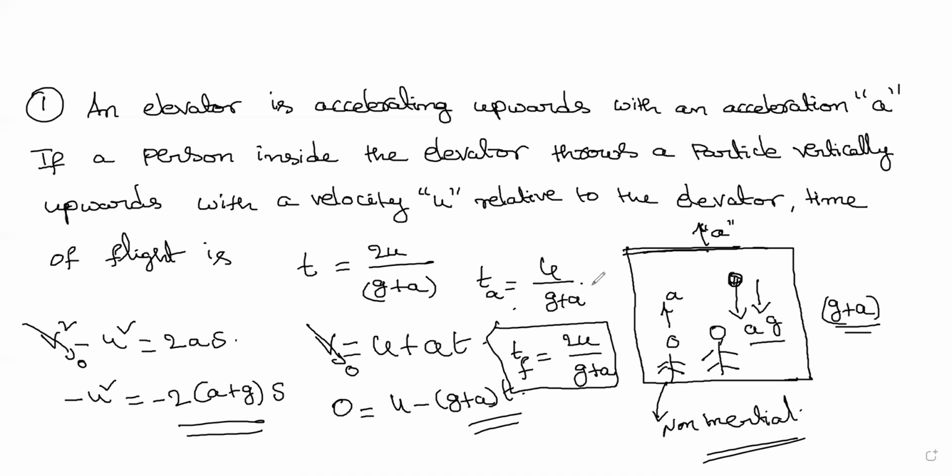Time of ascent is equal to time of descent. So time of flight is the sum of these two. Time of ascent plus time of descent, that is 2u by g plus a. So that's what it is. Now we'll go ahead.